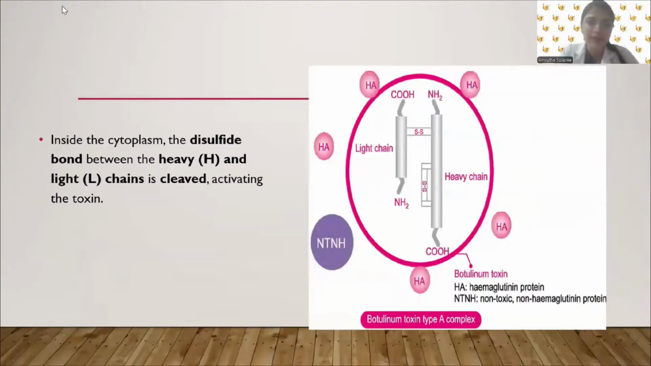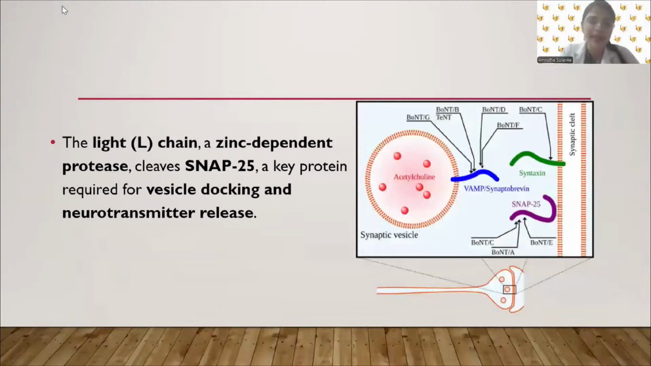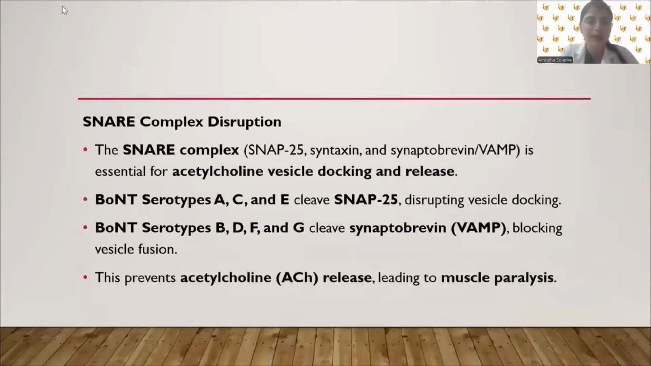Inside the cytoplasm, the disulfide bond between the heavy and the light chain is cleaved, activating the toxin. The light chain consists of a zinc-dependent protease, which cleaves SNAP25, a key protein required for vesicle docking and neurotransmitter release. The SNARE complex disruption. The SNARE complex consists of SNAP25, syntaxin, and synaptobrevin, and is essential for acetylcholine vesicle docking and release. The botulinum toxin serotypes A, C, and E cleave SNAP25, whereas botulinum toxin serotypes B, D, F, and G cleave synaptobrevin. This prevents the acetylcholine release, leading to muscle paralysis.